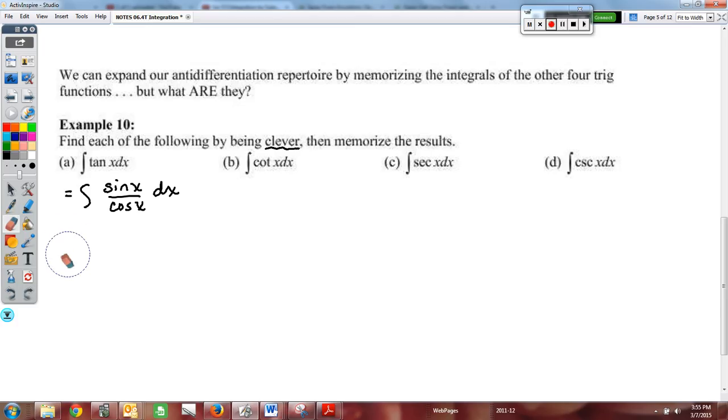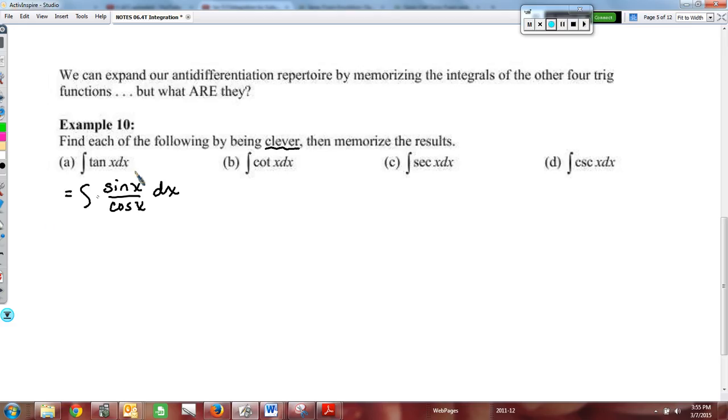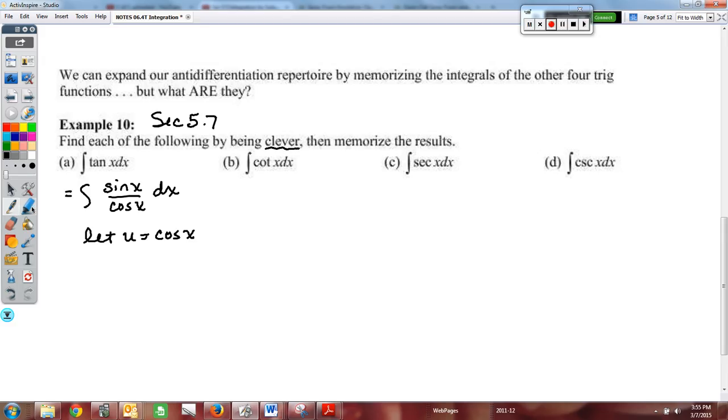We'll come back to this. I'm actually previewing what is in section 5.7. I won't tell you what it is yet because we're going to work our way toward it. If I want to integrate this, I'm going to let u equal the denominator, cosine of x. That's going to be my quote-unquote inside function.